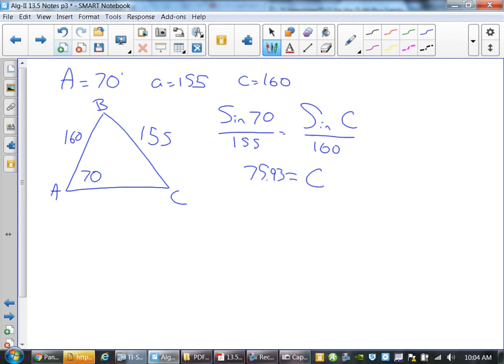Automatically, I'm going to check to see if there is a C prime via that supplement. So I take 180 minus 75.93, and I get 104.07. What's 104.07 plus 70? Not 180, so is there enough for two triangles? Yeah. That's all I'm doing.